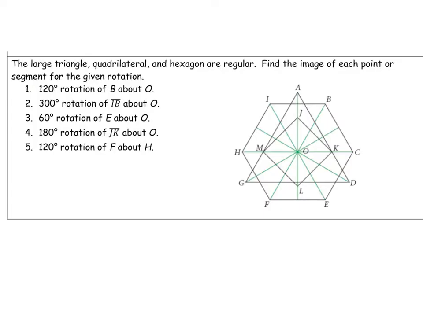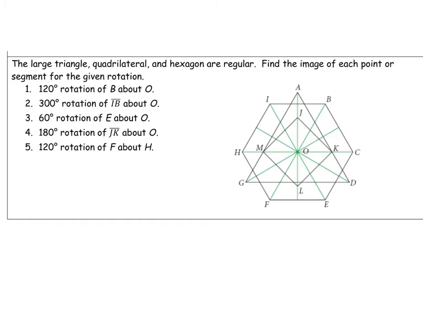Okay, now we're going to take a look at this diagram below. We have 3 diagrams here. We have this large triangle AGD, we have the quadrilateral JKLM, and then we have the hexagon IBCEFH. And these are all regular, which means that all sides are equal and all angles are equal. So let's take a look at the hexagon first.